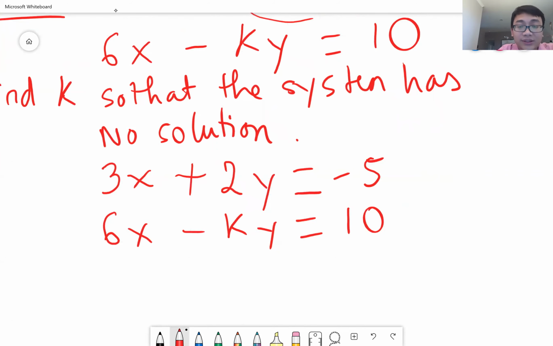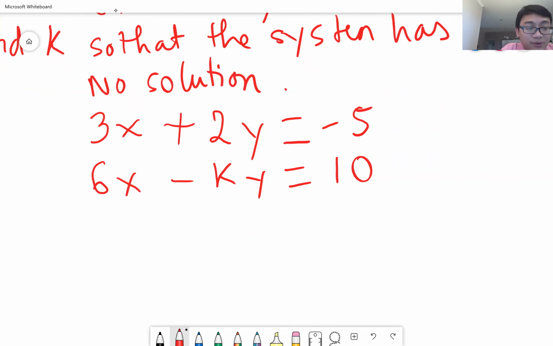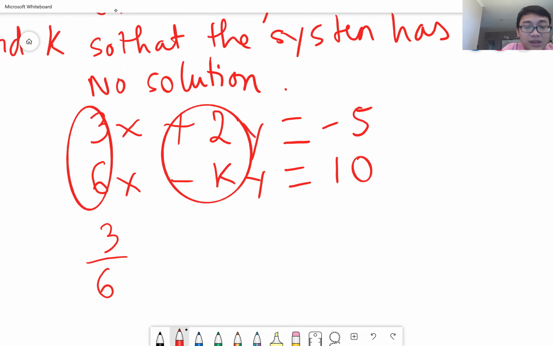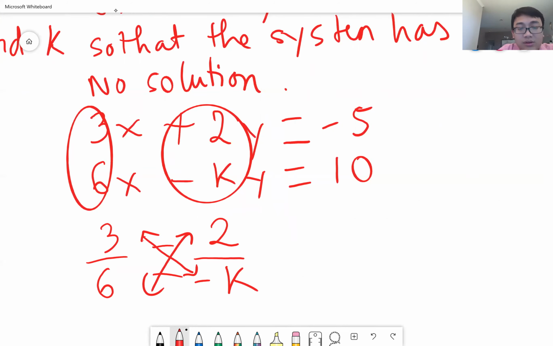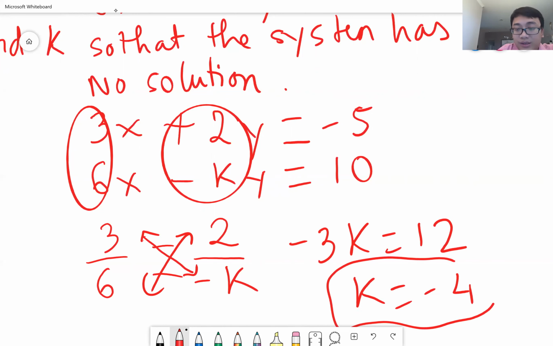Now let's do the same thing. You want to find k so the system has no solution, right? So how do we do this? Let me set it up like this, and make sure you bring the sign with it. So 3 over 6, and you want it equal to 2 over negative k. So we cross multiply again. We get negative 3k equals 12. That means k equals negative 4. You can do all this in your head.